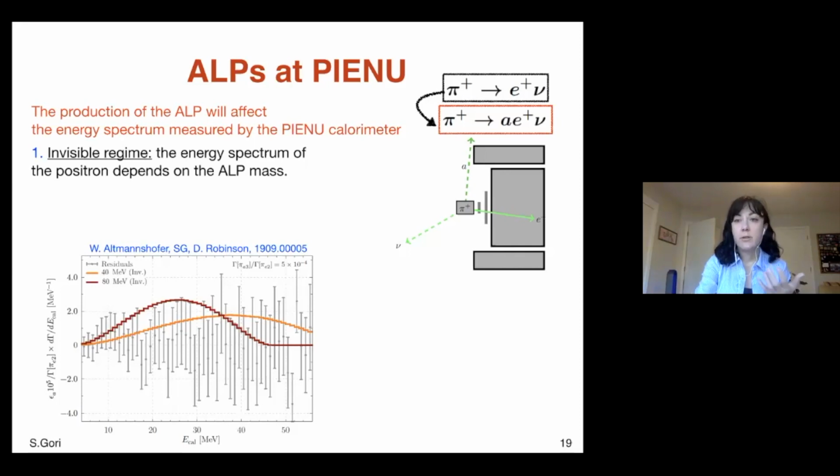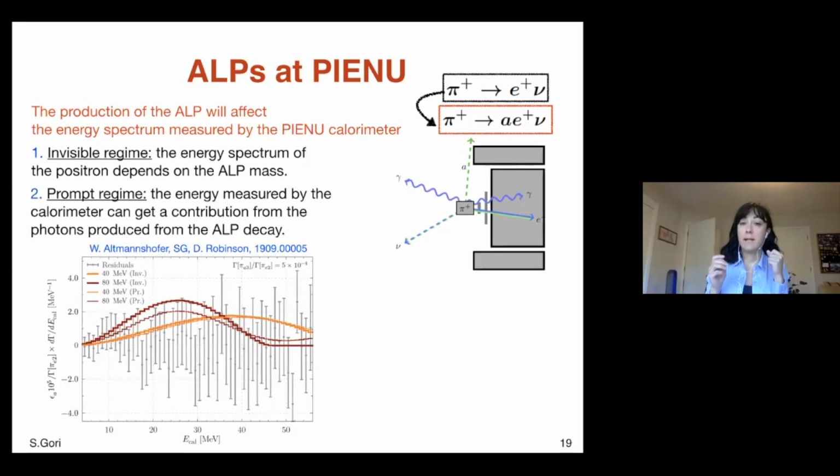The second situation is the one in which the ALP decays to photons promptly. Because of the mixing of the ALP with the pion, we know that the ALP will also decay to photons. And then, of course, if it decays to photons, the energy deposited in the calorimeter will be different, because it is energy coming both from the positron and eventually from photons. Therefore, this distribution will also change, as we see from these curves. Okay, we can compare with data.